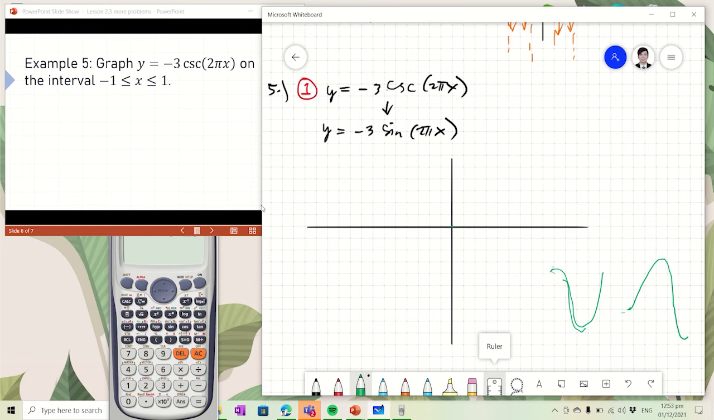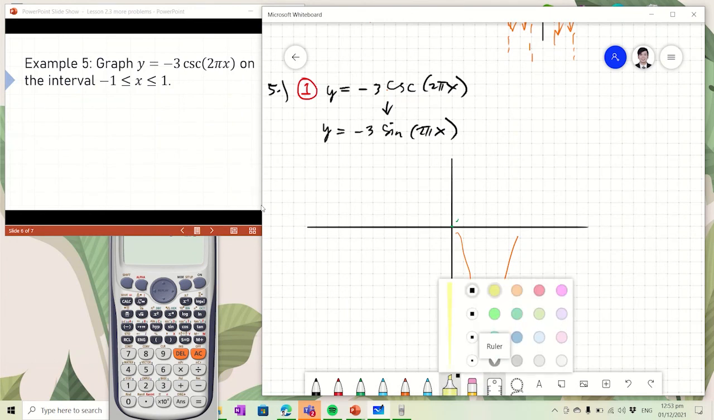So, from 0, 0, pupunta tayo sa baba ng ating x-axis or pupunta tayo sa itaas ng x-axis. So, either of the two. That's our dilemma now. So, here or here. So, yung tamang sagot is ito. Papunta tayo sa baba. So, bakit papunta tayo sa baba this time? Remember, our A is negative.